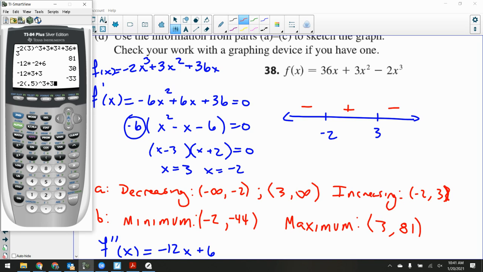Plus 3 times 0.5 squared plus 36 times 0.5. Okay, let me make sure I plug that in right before I got so rudely interrupted.